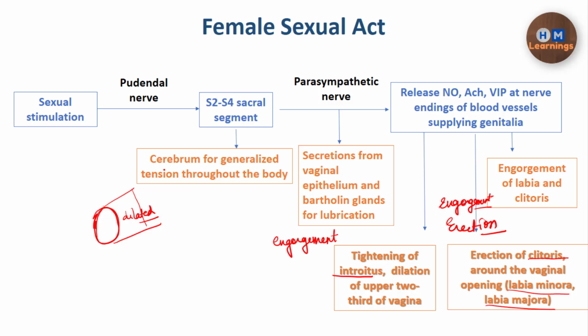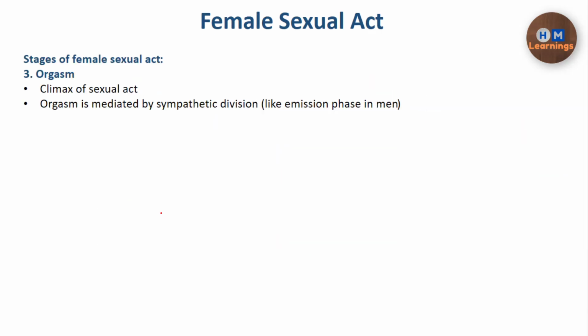So starting from the excitement phase, which is basically the beginning, when it reaches the peak there is the plateau phase, during which there is dilation of the upper 2/3 of the vagina, and there is tightening of the vaginal opening. Then there is erection of the erectile tissue of the female also. Now, because the female has finally reached the plateau of the motor response, it will be followed by the orgasm. So you can see how everything is happening one after the other.